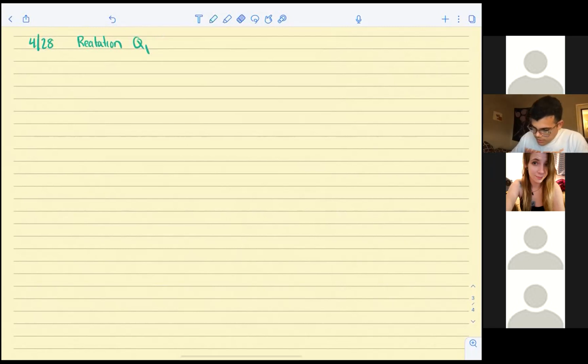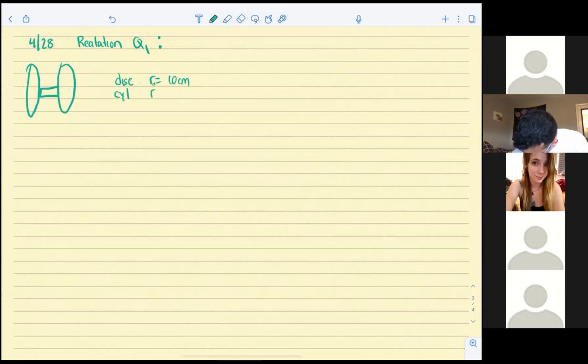Okay, so question 1 of the recitation. This is a relatively simple problem. You have a cylinder here, and attached to it are these 2 discs, right? And they tell you the discs have radius of 10 centimeters, and the cylinder has a radius, let's call this RC, of 2 centimeters. And it's rolling down on some surface.